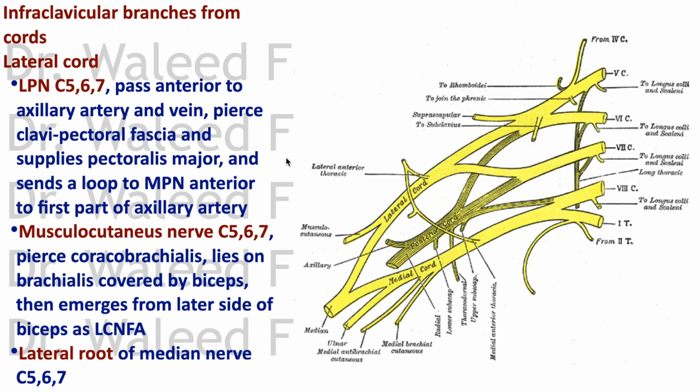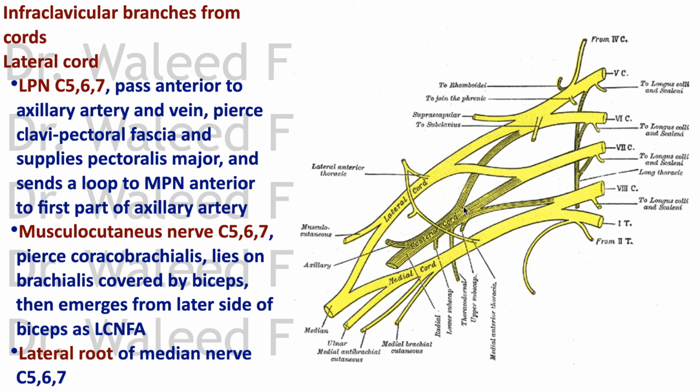Infraclavicular branches from the cords. The lateral cord branch is the lateral pectoral nerve, C5, 6, and 7. It communicates with the medial pectoral nerve of the medial cord, giving a loop to it and sharing it. It passes anterior to the axillary artery on its way medially. It crosses the artery, remember. It crosses superficial to the artery, not deep to the artery. And above the upper border of pectoralis minor, it supplies the pectoralis major, piercing the clavipectoral fascia, remember that?